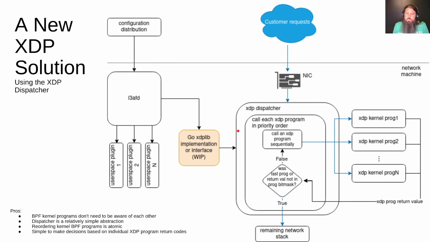The XDP dispatcher uses libxdp, and since we use leafd, which is written in Go, our plan is to create a Go libxdp implementation, which I have started, but it's very, very early, mostly just cobbled together ideas and a quick proof of concept right now. So I'll do a quick demo of using the XDP dispatcher.